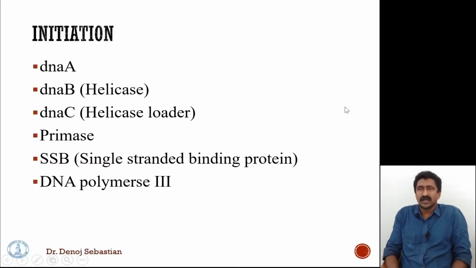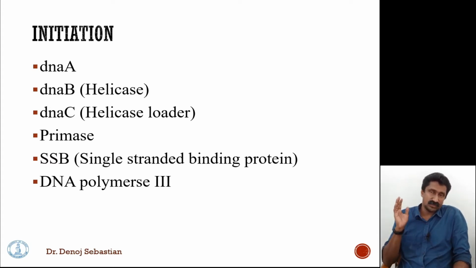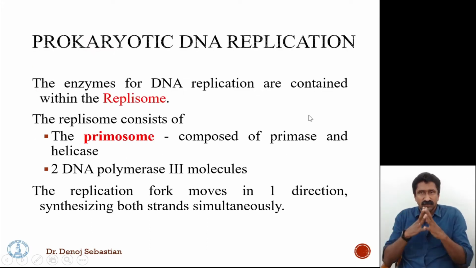So now when we come to the process of DNA replication, initially there is the initiation step. In the initiation step there are the DnaA, DnaB, DnaC, 3 different proteins, and the primase and SSB and DNA polymerase. These are the other factors that bind to the DNA during this initiation step. So we will see it one by one.